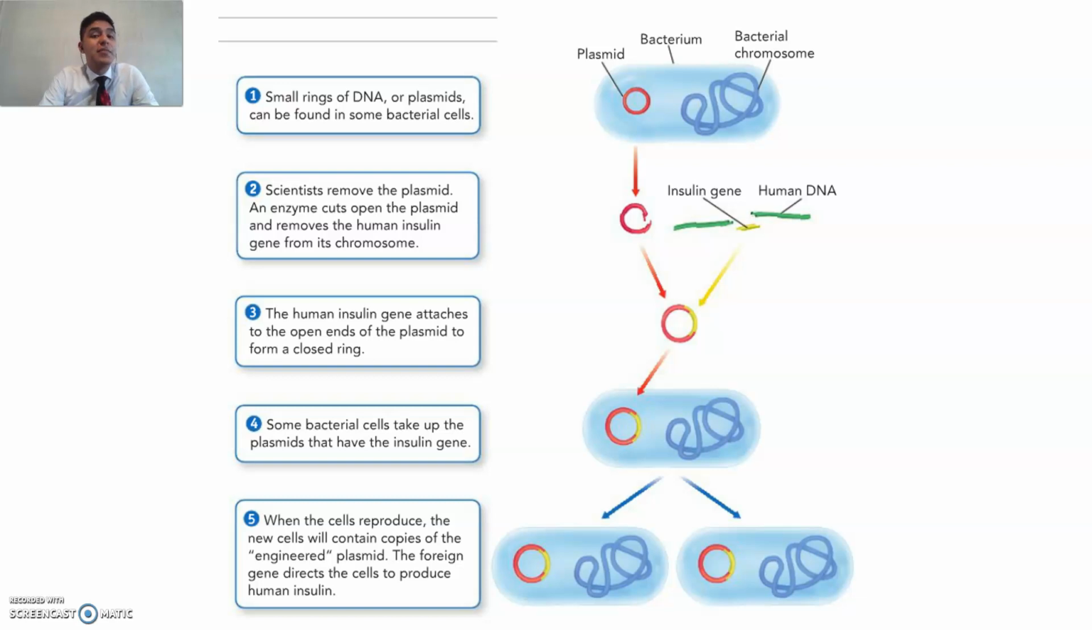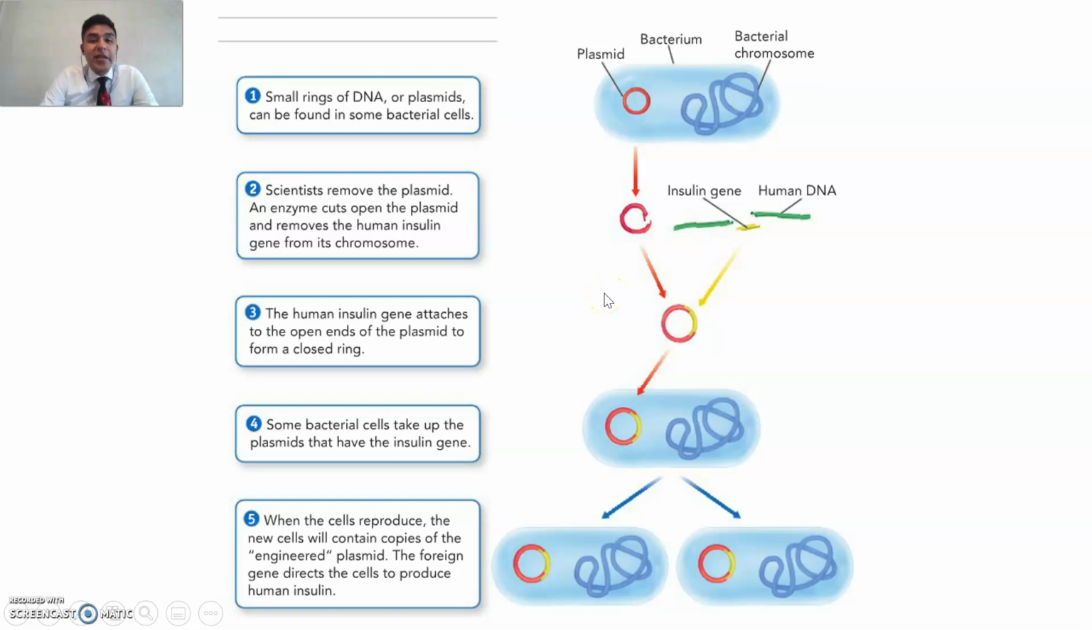Number one, we have small rings of DNA or plasmids that can be found in some bacteria cells. So just so you can notice here, we have some plasmid. This is the bacterium, and this will be the bacterium chromosomes. Number two, scientists remove the plasmid. An enzyme cuts open the plasmid and removes the human insulin gene from its chromosome. Just like you can notice right over here, we are cutting the plasmid and we are removing the information of the insulin from the DNA of humans.